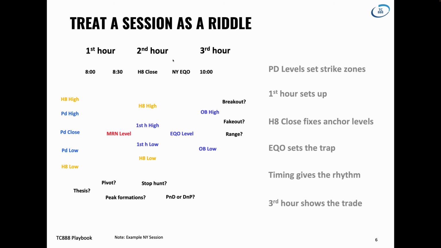Are they breaking out and continuing? Are they breaking out, failing, reversing, or are they staying inside? This gives you already a lot of information. Sometimes there's also a trade.